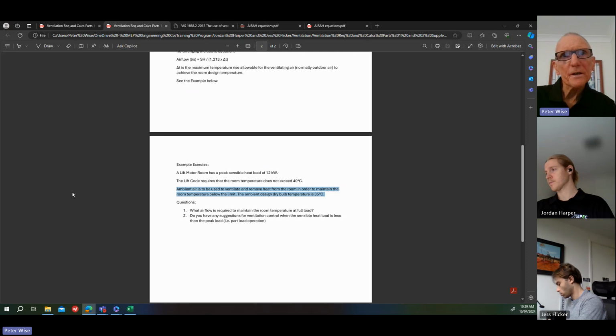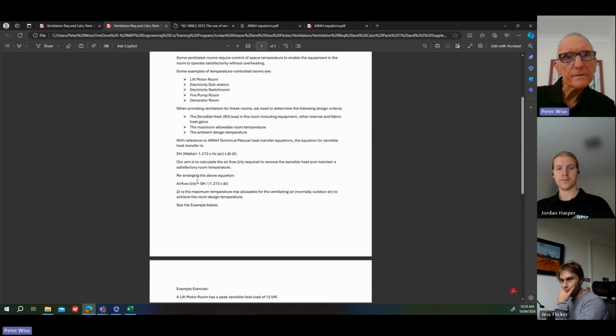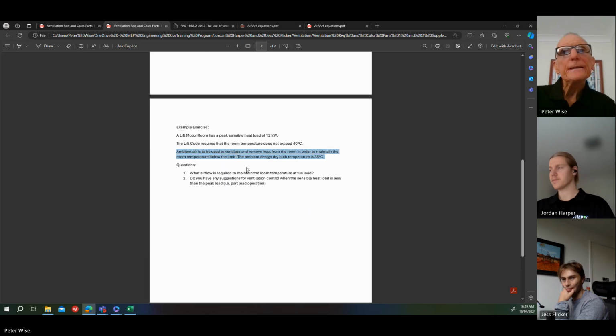So we've got a delta T of 5, and a heat load of 12 kilowatts, which is 12,000 watts, because this sensible heat here is in watts, okay? So it's a simple calculation. What airflow is required to maintain the room temperature at full load? So if the lifts are operating and the motors are generating the most heat dissipation, it's a hot day, so the room is quite warm.